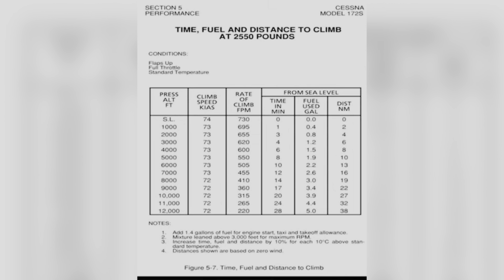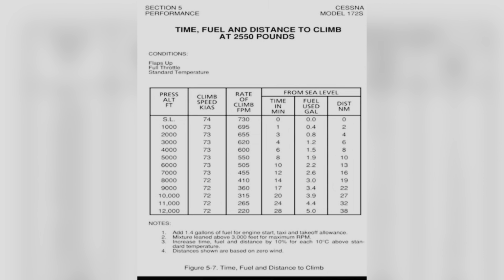Also, we have notes. Note number 1 is to add 1.4 gallons of fuel for engine start, taxiing and taking off. Note number 2, mixture leaned above 3,000 feet for maximum RPM. Note number 3, increase time, fuel and distance by 10% for each 10 degrees above the standard temperature. Temperature is below standard, so we should not increase time, fuel and distance. Note number 4, distances shown are based on zero wind.